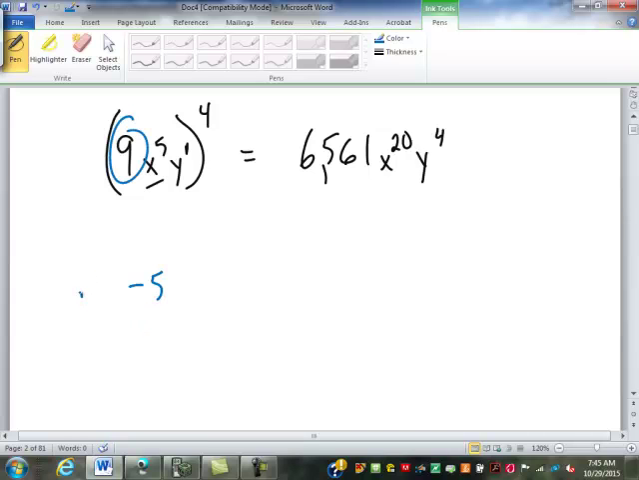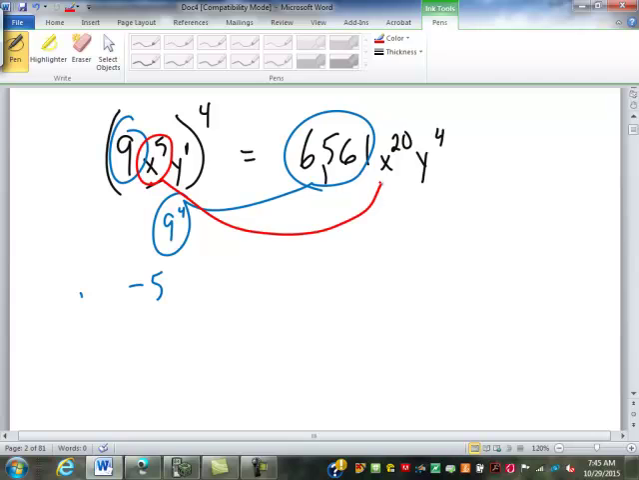9 to the power of 4. A lot of people make the mistake, well, 9 times 4 is 36. No, you're still going to the power of 4. 9 to the power of 4 is 6,561. X to the 5th to the power of 4 is x to the 20th. It looks like you're multiplying because when you take it to the power, the powers get multiplied together. But it is still taking x to the 5th to the power of 4. Even though it looks like multiplication, it's still a power.